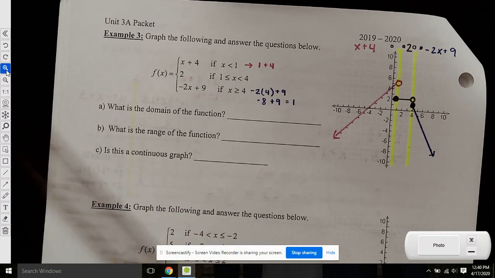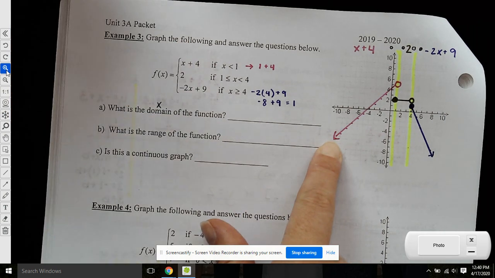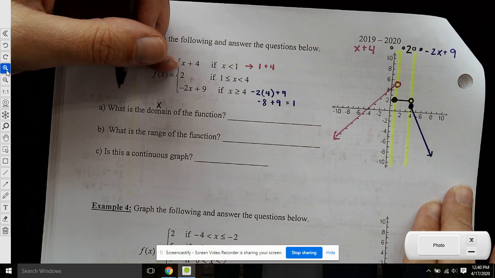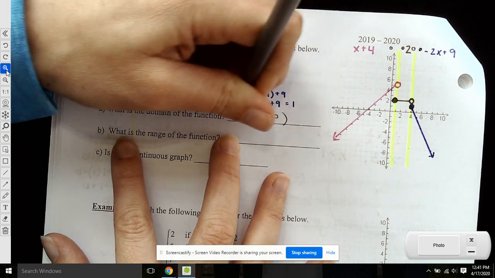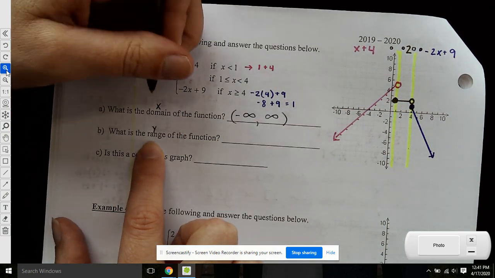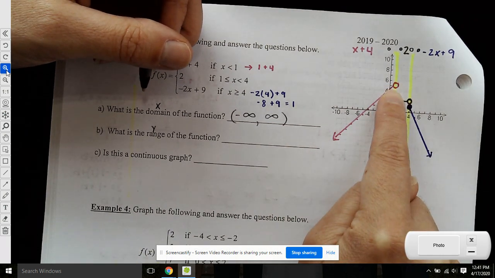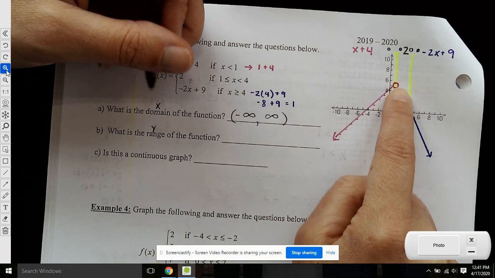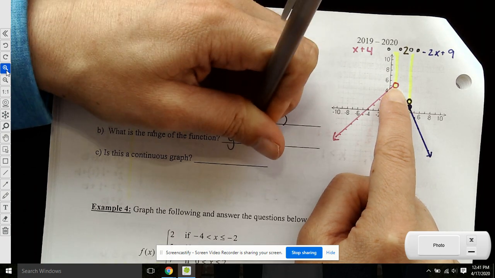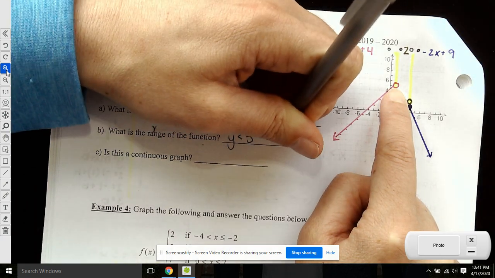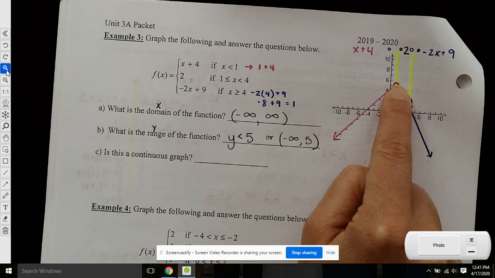So now let's look at the domain of the function. Domain is my x values. It goes all the way to the left with this arrow, and it goes all the way to the right, and everything in between is filled in. So that means I have negative infinity to infinity. Range is my y values. I see I go down on both sides, and I reach a maximum. Notice the maximum is an open circle. So it goes up to 5, but it does not actually hit 5. So you could say y is less than 5, or you could say it goes from negative infinity to 5, but with a parenthesis because it does not ever hit.